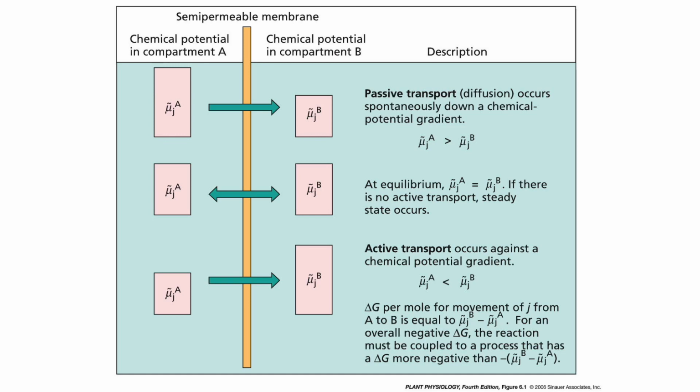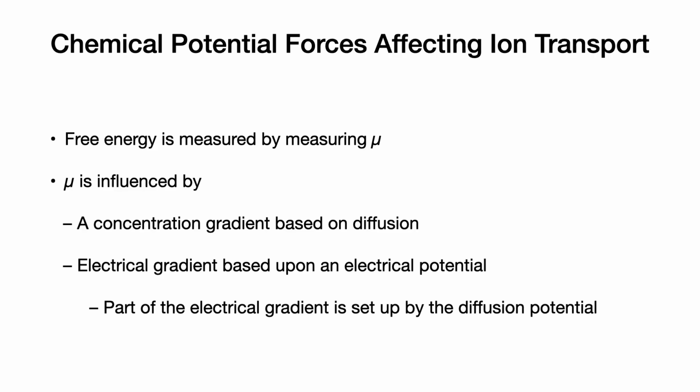And in the bottom section, we see a smaller box in compartment A versus a larger box in compartment B, with transport moving in the direction of B from A to B. This is then representing an active transport, where transport of molecule J or ion J is being transported against its chemical potential gradient. So what are the chemical potential forces that affect ion transport?